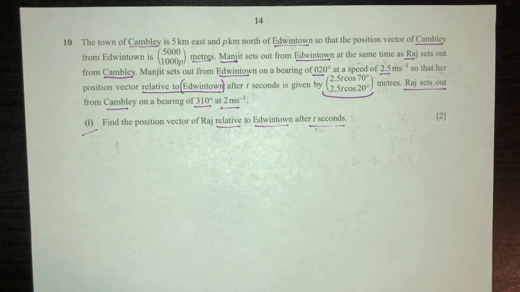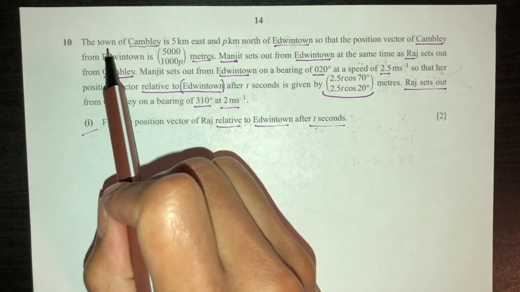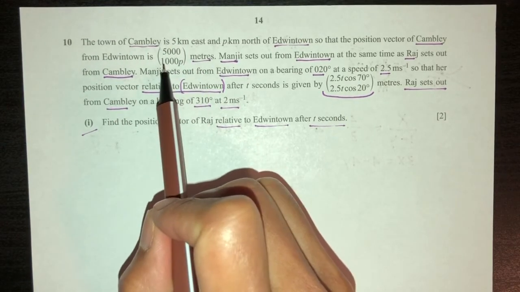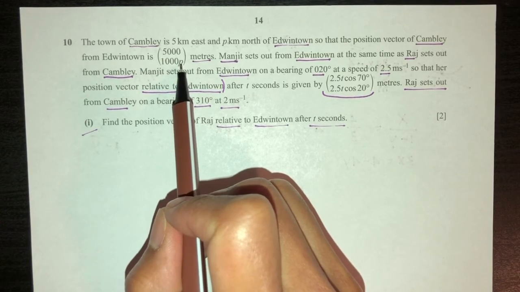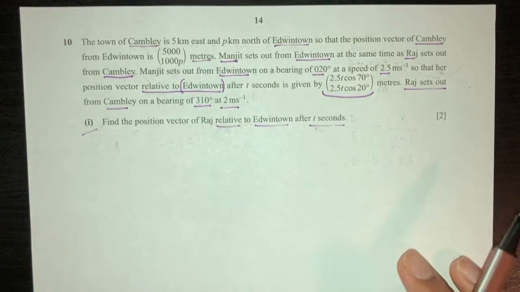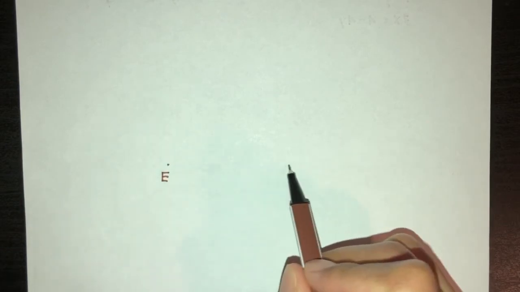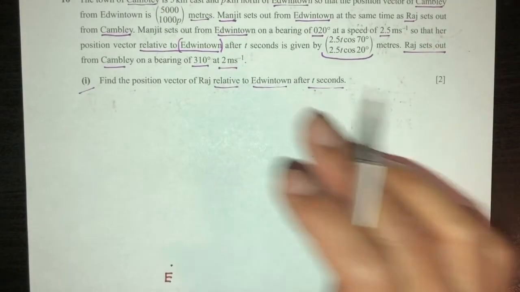So one by one, let's first begin with this line. It says the town of Cambly is 5 km, which is 5,000 meters, and 10,000 p from Edwinton. So let's say, for example, here, this is Edwinton, E, and 5,000 east will be right here, and 10,000 p, let's say it is right here. Let's say this is your town of Cambly. Let's label this as C for Cambly. That is the first information that we need to know.